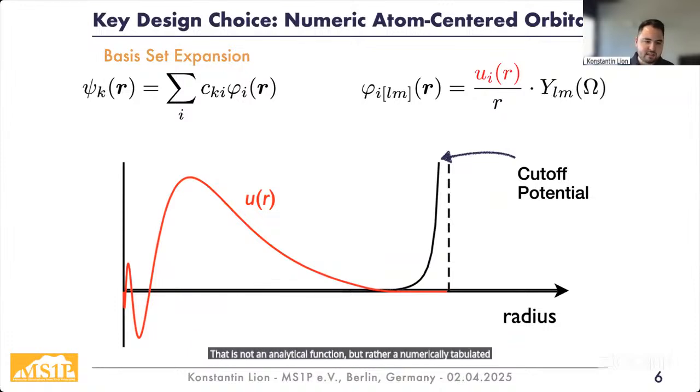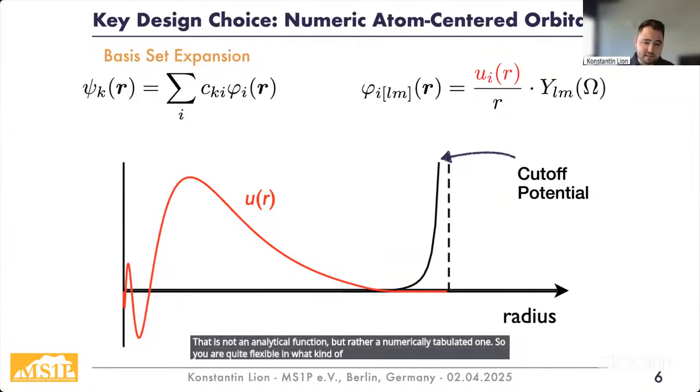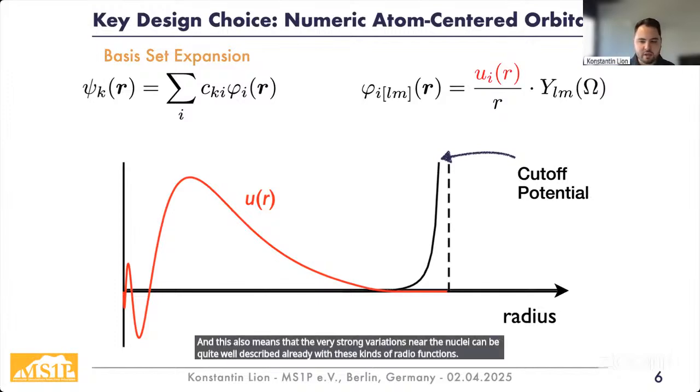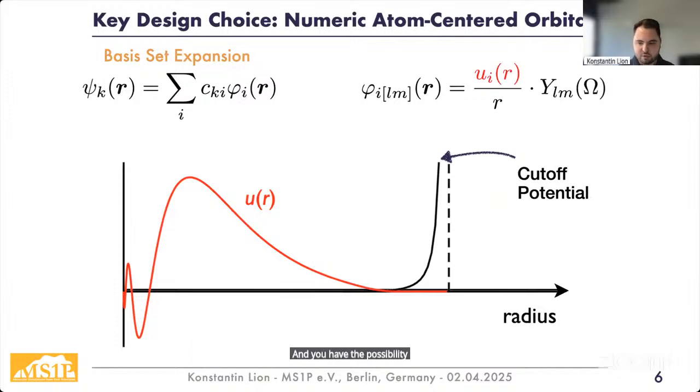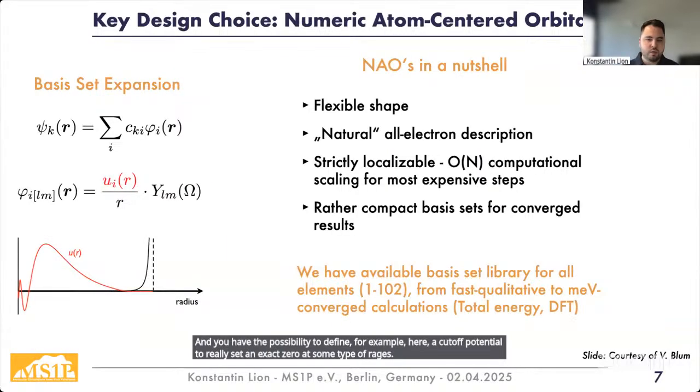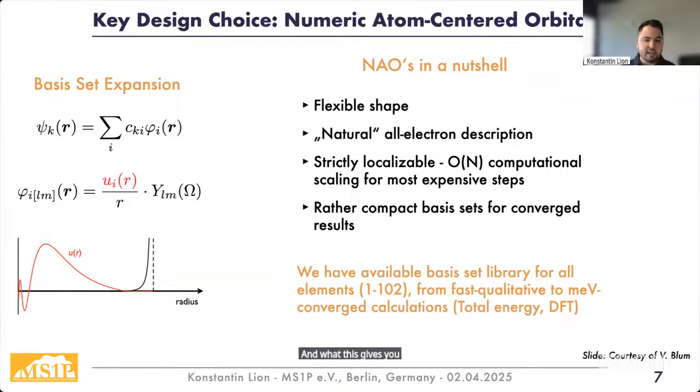So you are quite flexible in what kind of choice of basis functions you want to have. And this also means that the very strong variations near the nuclei can be quite well described already with these kinds of radial functions. And we have the possibility to define, for example, a cutoff potential to really set an exact zero at some radius.